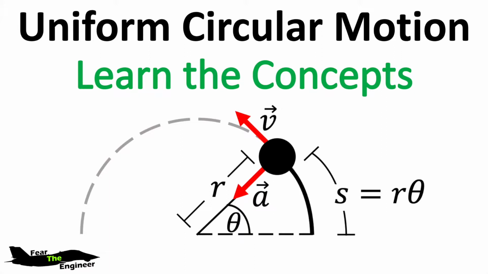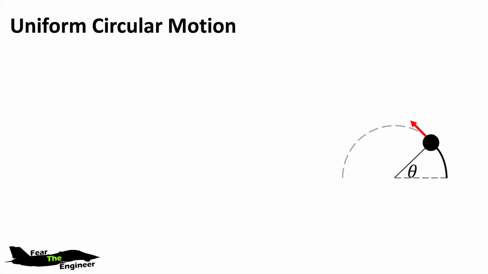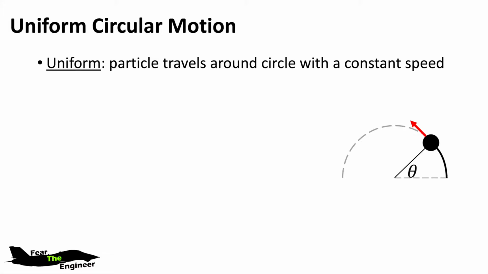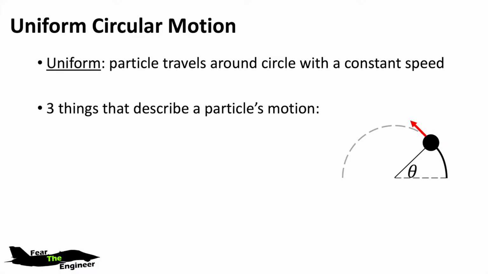Let's learn about uniform circular motion. Circular motion occurs when a particle travels along a circular path. Uniform circular motion occurs when that particle travels with a constant speed. We need three things to describe the particle's motion: position, velocity, and acceleration. Let's start by looking at position.